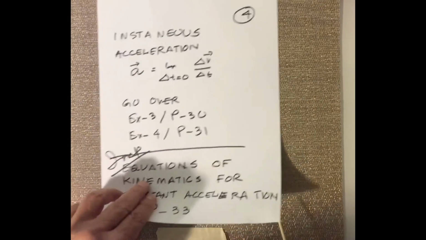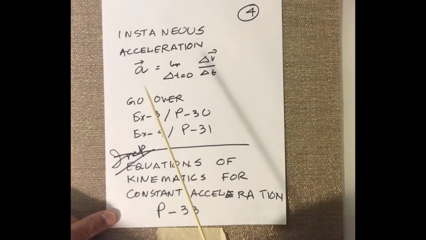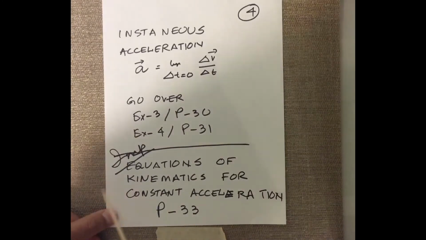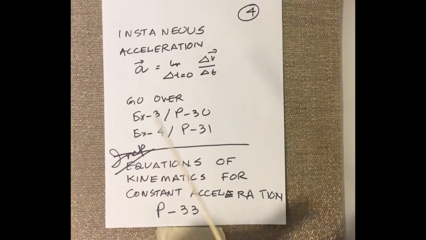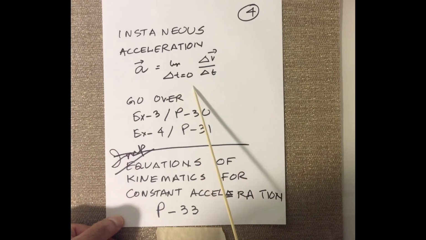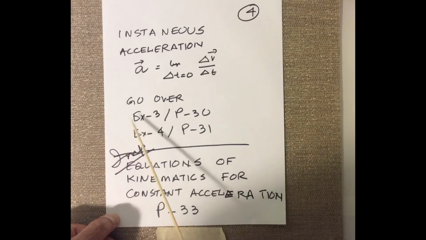Then we have another definition here, instantaneous acceleration. Okay. Same thing, we already defined the instantaneous velocity where the time interval is close to 0, or tending to 0. So you have delta v over delta t as delta t goes to 0. So please go over examples 3 and 4 on pages 30 and 31.